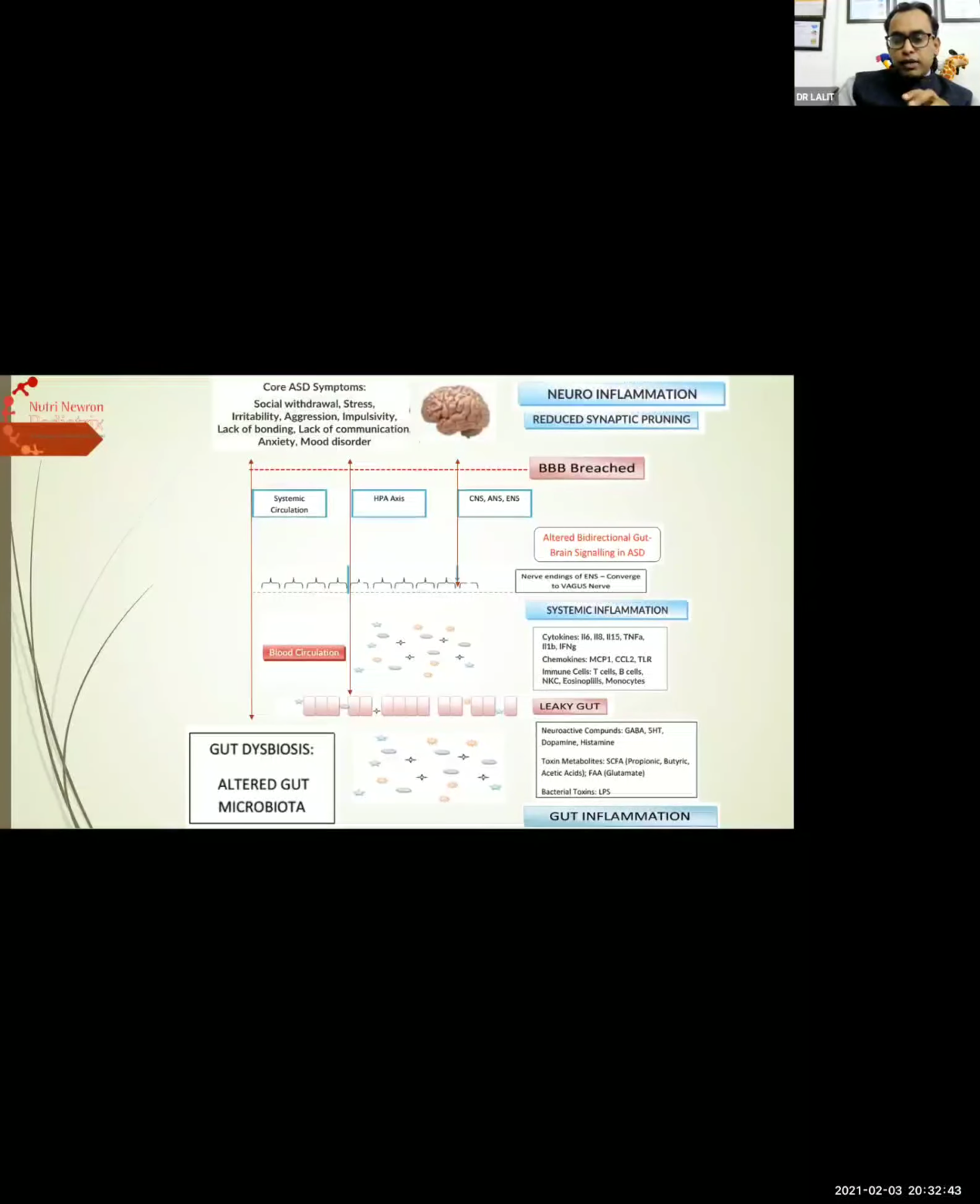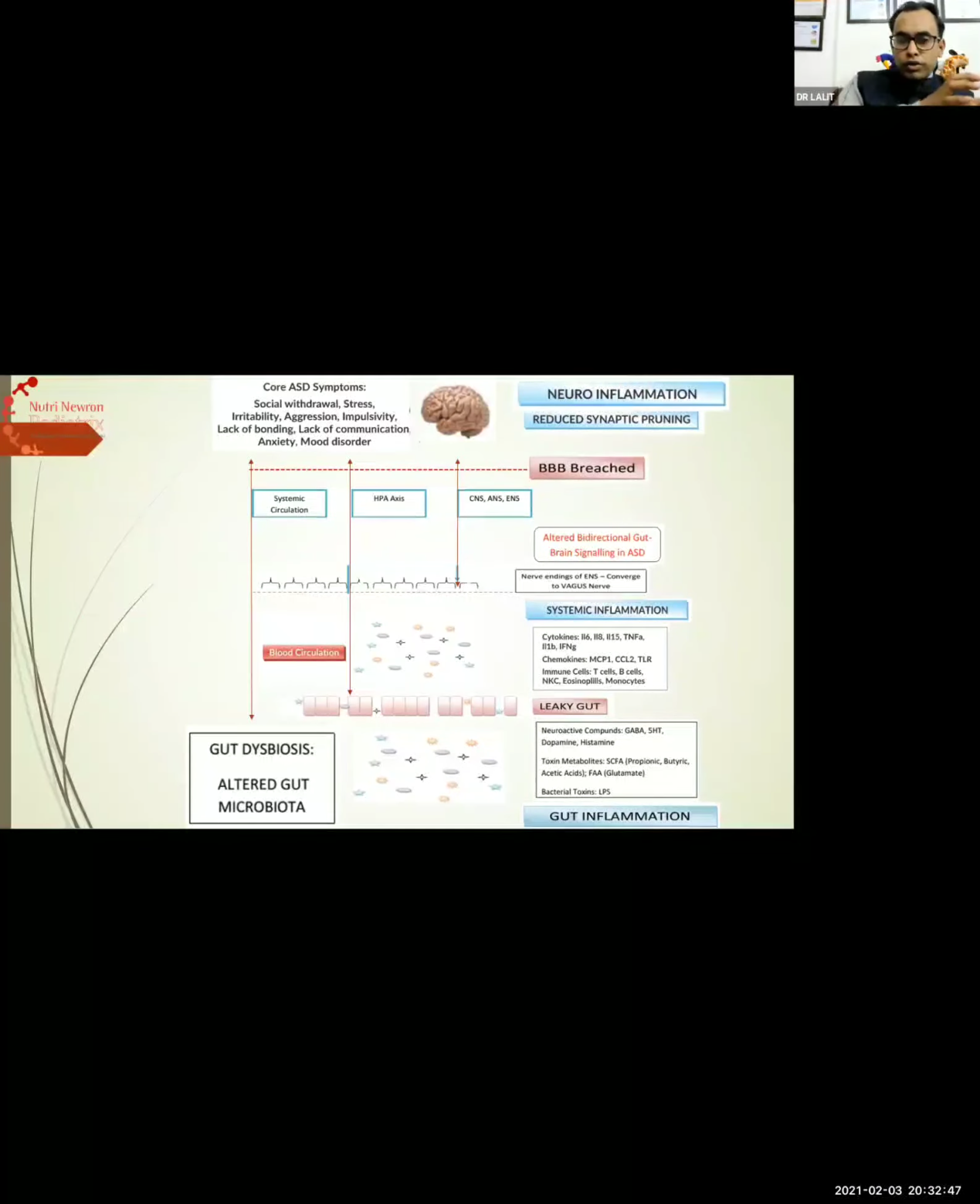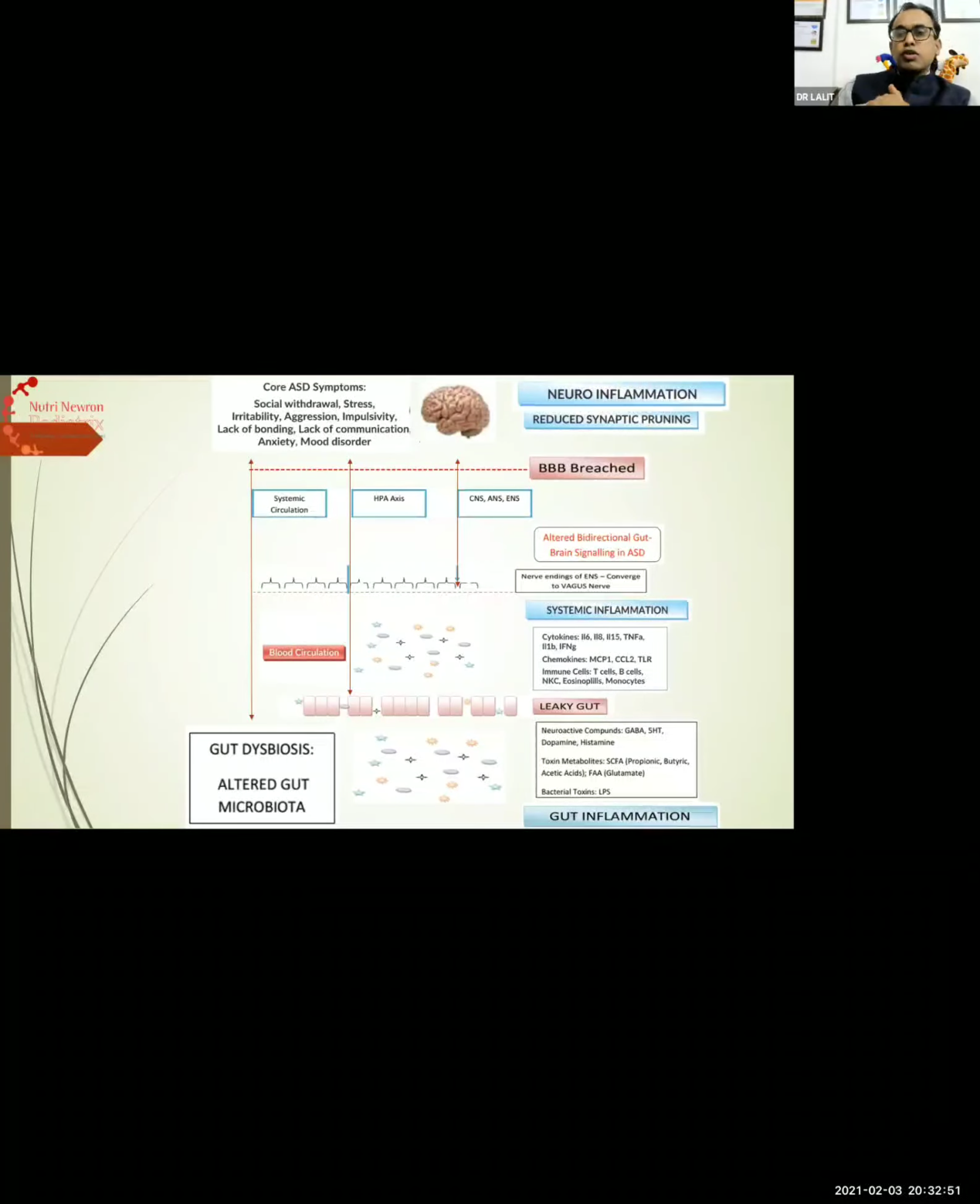This slide describes the complete gut-brain axis, how it is related and how it causes worsening of ASD symptoms. Before going into the detail of the slide, I'll tell you what synaptic pruning means, because this is very important to understand.